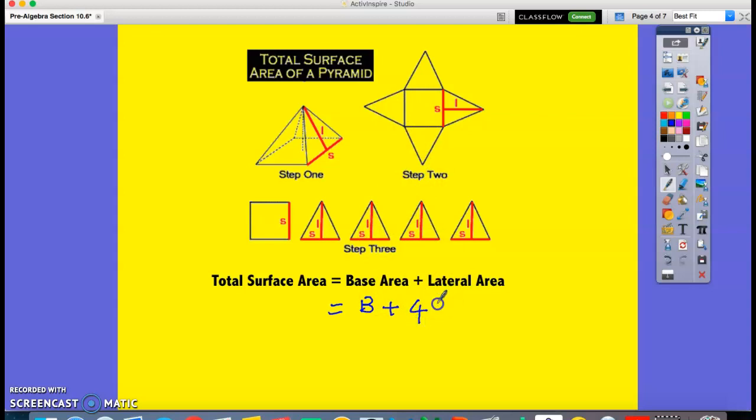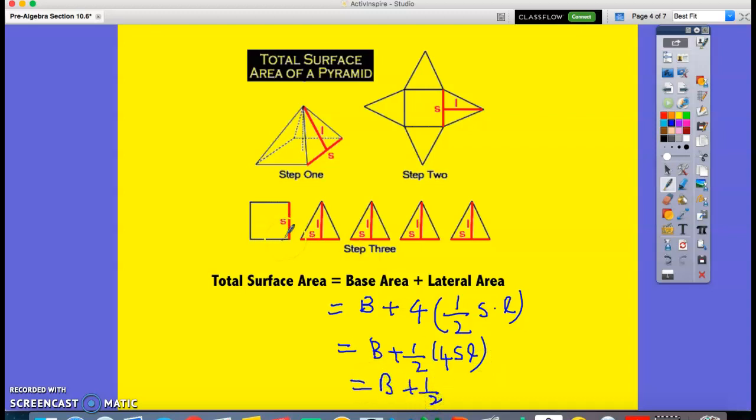So I have 4 triangles, and each triangle is half times the length times the height, right? So L, so that equals B plus. Now I'm going to rewrite this as half times 4SL, and what is 4S? 4S is the perimeter of the base, right? So P times L. So that's how we derive the formula. The total surface area equals the base area plus half times the perimeter of the base times the slant height L.